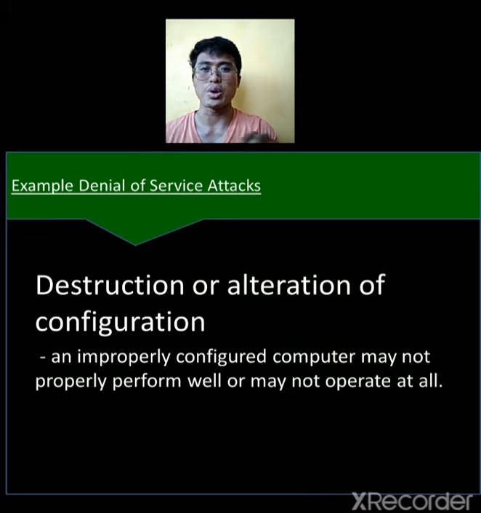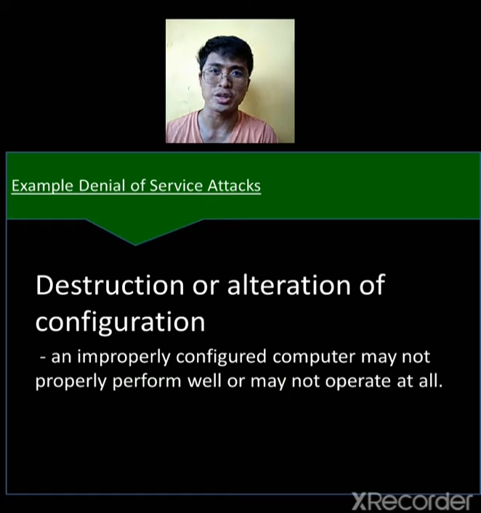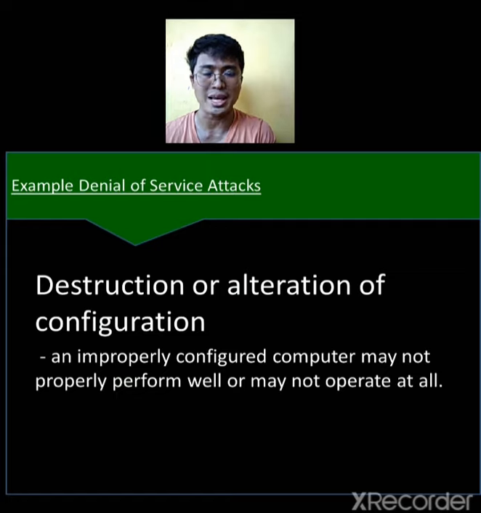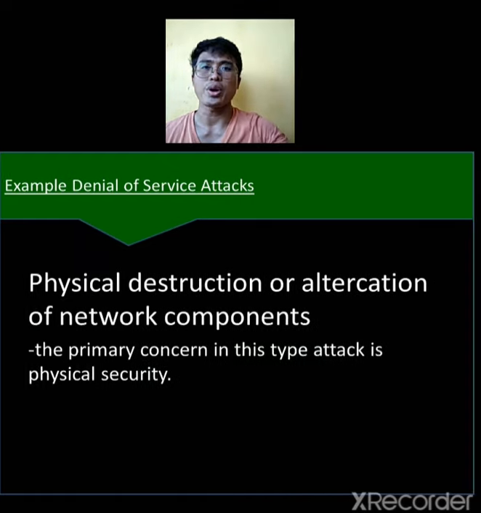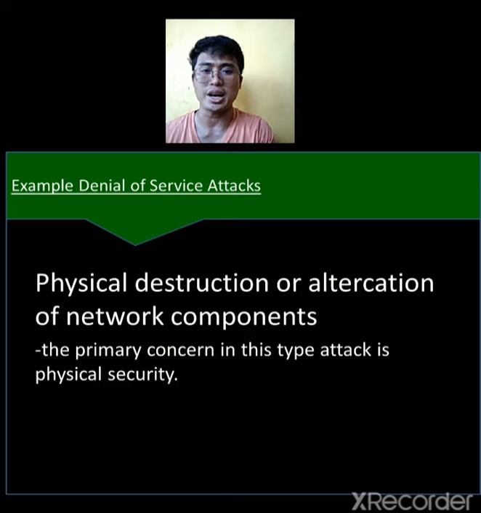So next, we look at destruction or alteration of configuration. An improperly configured computer may not perform well or may not operate at all, because an intruder may be able to alter or destroy configuration information that prevents you from using your computer or network. For example, if an intruder can change the routing information in a Windows NT machine, certain functions may be unavailable.